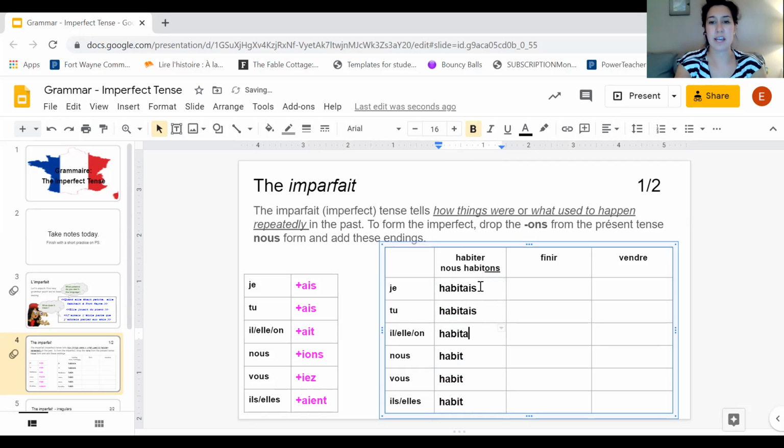And doesn't that now look like what we've been writing? Habitais, habitais, habitait, habitions, habitiez, habitaient.